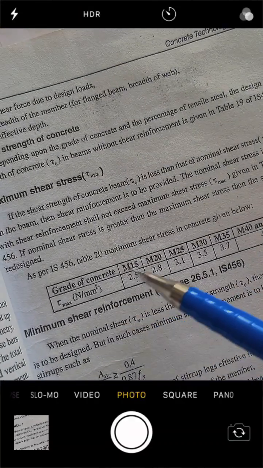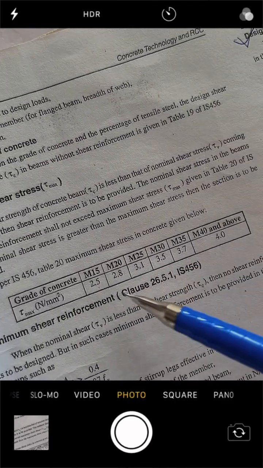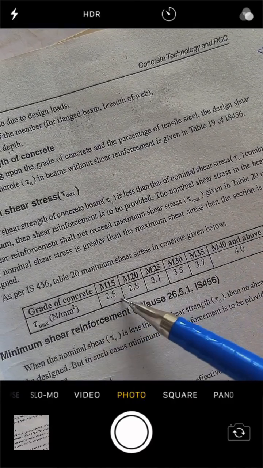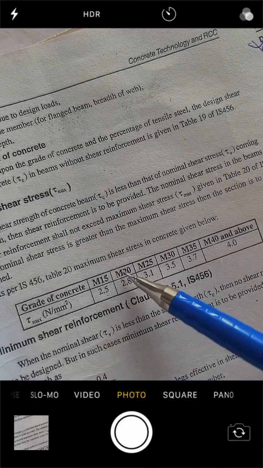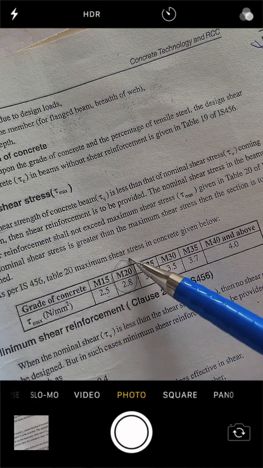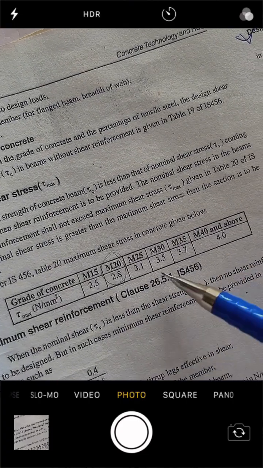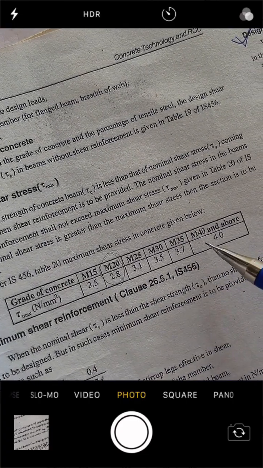And for the grade of concrete, tau max, if it's M15, M20, M25, M30, you need to remember this tau max in Newton per mm square. For M15 it is 2.5, for M20 it's 2.8. Basically, sometimes it is asked for M20, 2.8. Just remember this or see each of them.